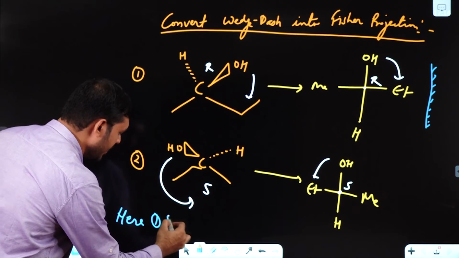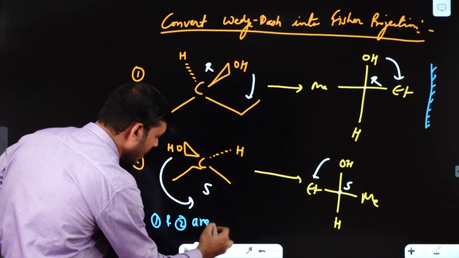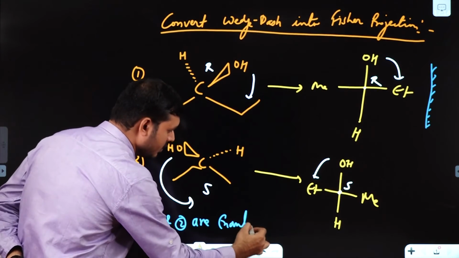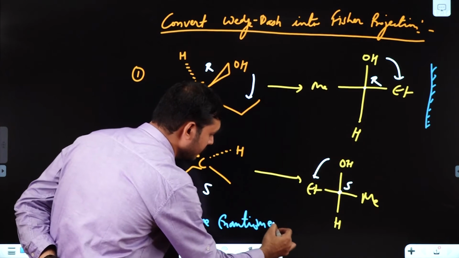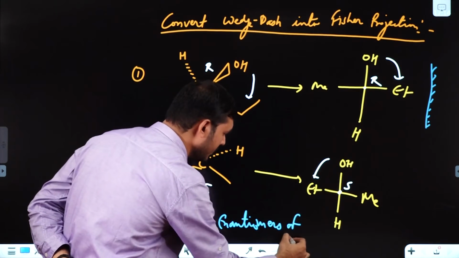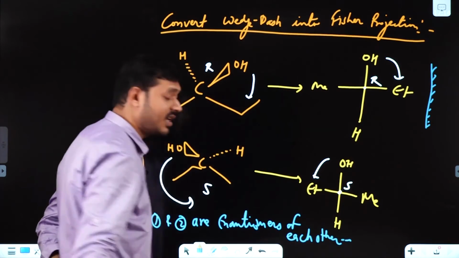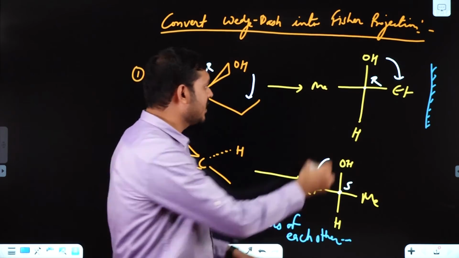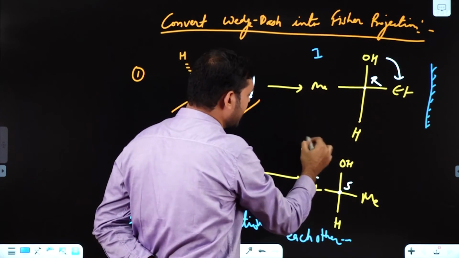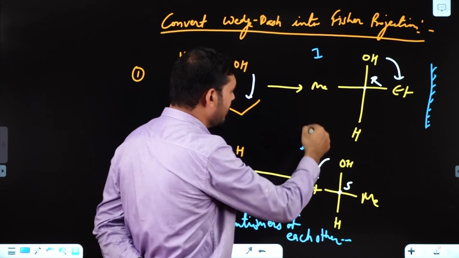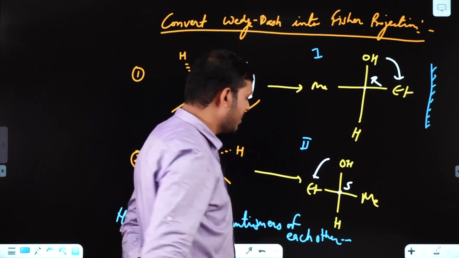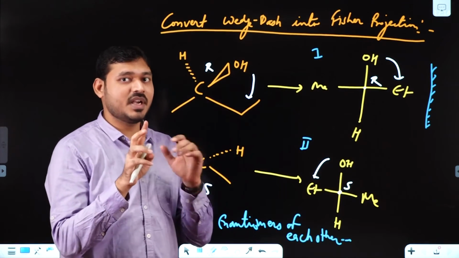Here 1 and 2 are enantiomers of each other. Clear? Also I told you this first and second are the same thing. Mirror image of the first will be the second. How? See, again I am repeating that part.